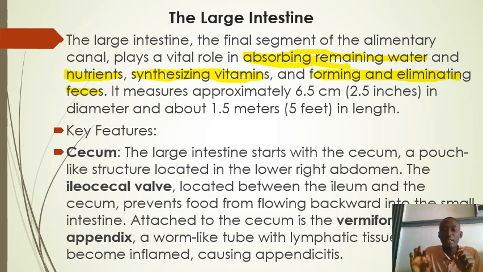So the ileocecal valve, located between the ileum of the small intestine and the cecum of the large intestine, prevents food from flowing backward into the small intestine. This valve only allows one-way passage for the movement of food from the small intestine to the large intestine, and not otherwise. Attached to the cecum is the vermiform appendix, a worm-like tube of lymphatic tissue that may become inflamed, causing appendicitis.